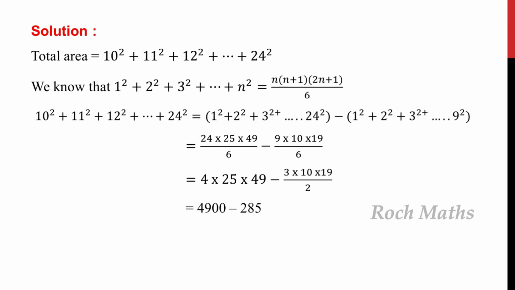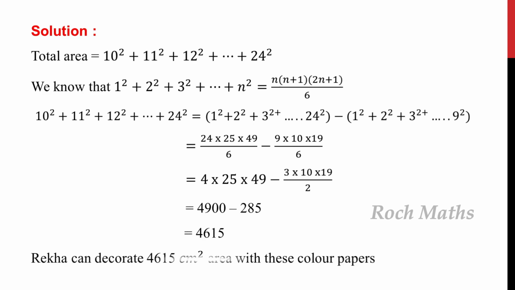So after multiplying, we get the answer 4900 for the first series, 285 for the second series. Subtracting it, we get 4615. So Rekha can decorate 4615 centimeter square area with these color papers.